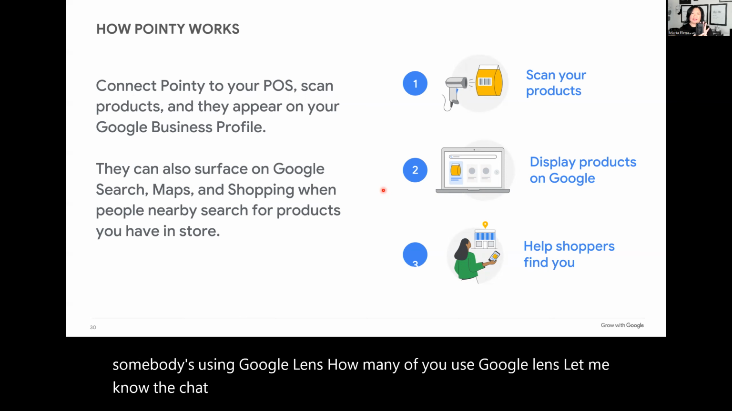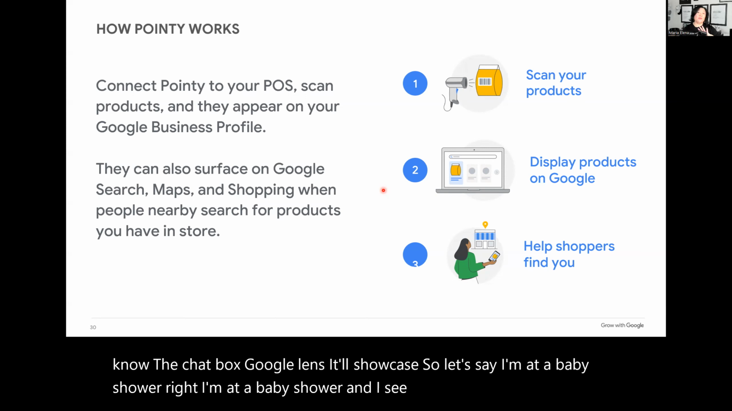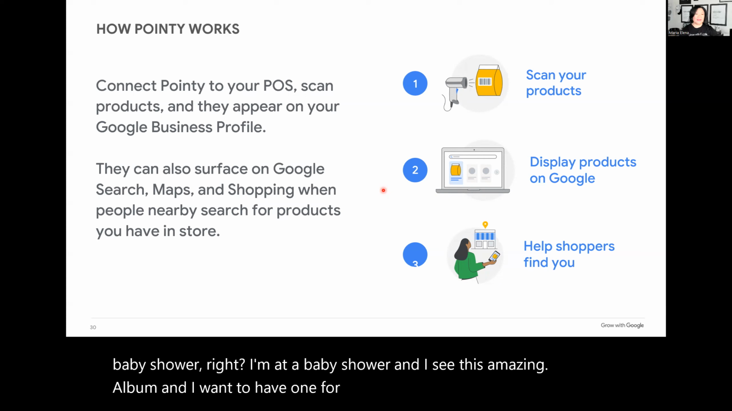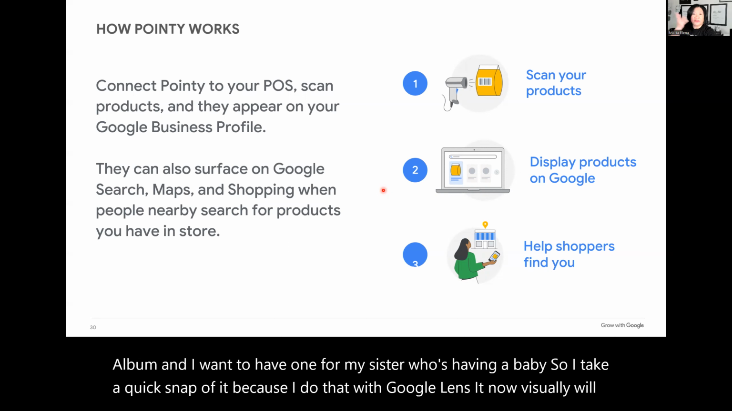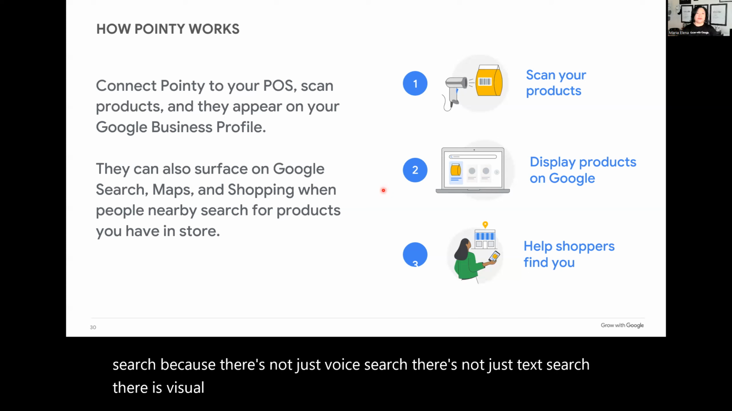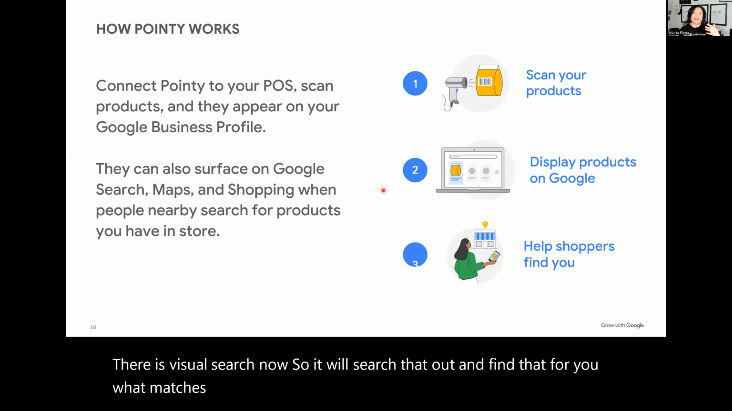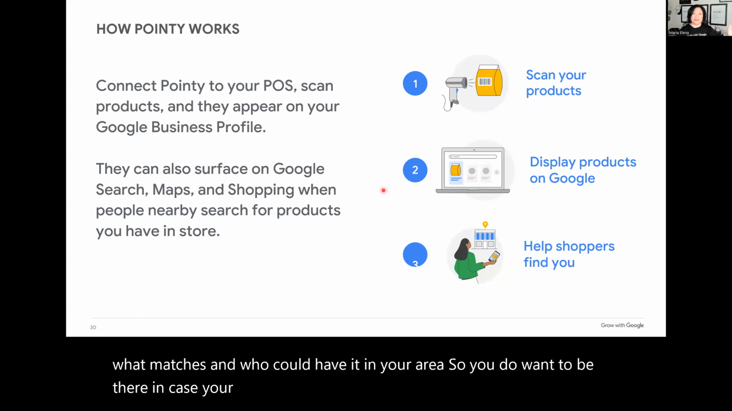Google Lens, it'll showcase, so let's say I'm at a baby shower, right? I'm in a baby shower and I see this amazing album and I want to have one for my sister who's having a baby. So I take a quick snap of it. Because I do that with Google Lens, it now visually will search, because there's not just voice search, there's not just text search, there is visual search now. So it will search that out and find that for you, what matches and who could have it in your area. So you do want to be there in case your competitors are already there. You want to be an option.